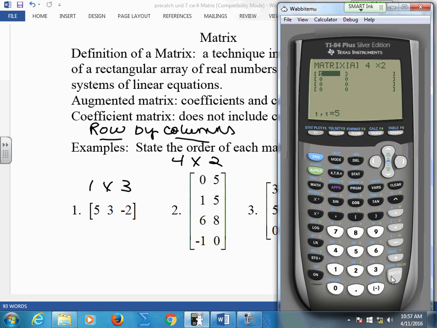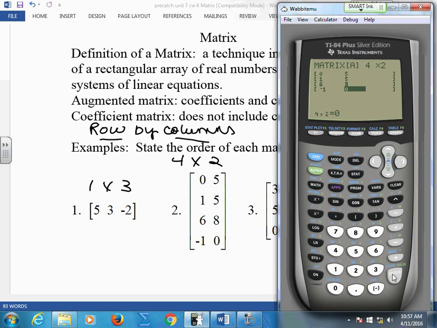Is that what I expected it to look like? 4 rows, 2 columns down? So let's put this in. 0, enter. You got to go across. See it? 5, enter. Then do the next row. 1, enter. 5, enter. So do you see your arrow going at the same time?